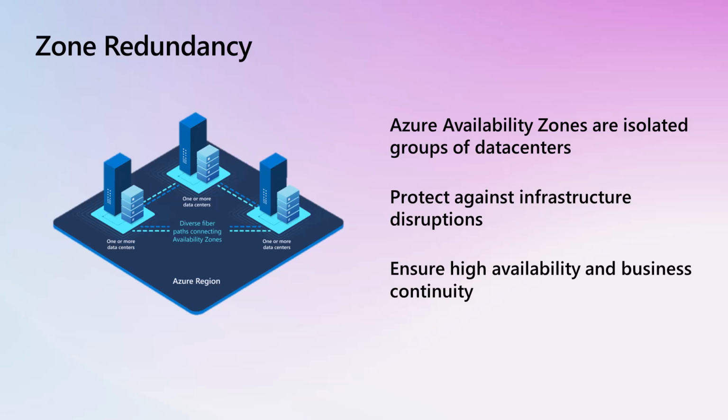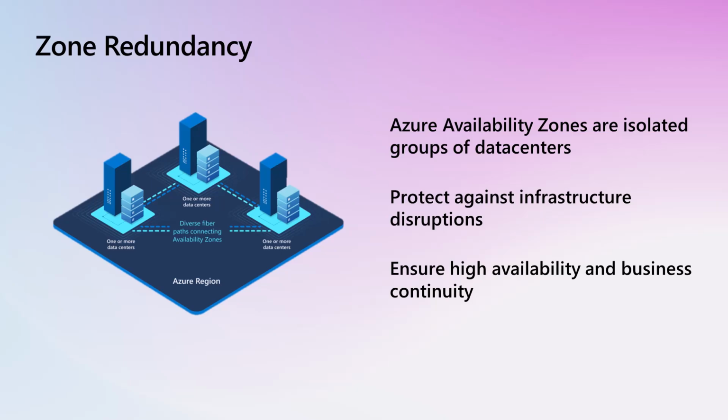These data centers are grouped together into isolated zones. Each zone has independent power, cooling, and networking infrastructure, so any disruption to these only affects a single zone. This is how zones provide high availability and business continuity.